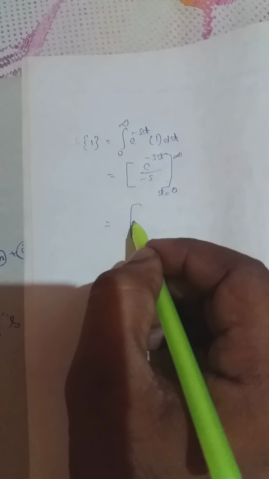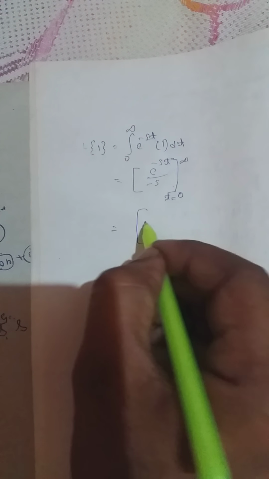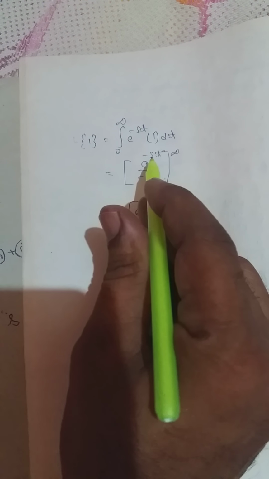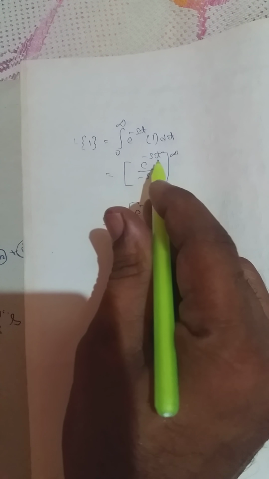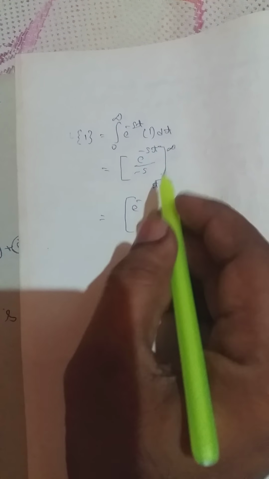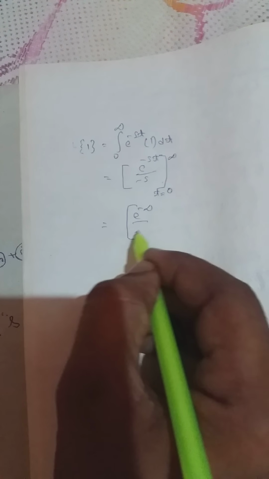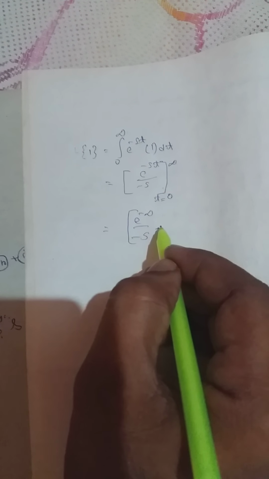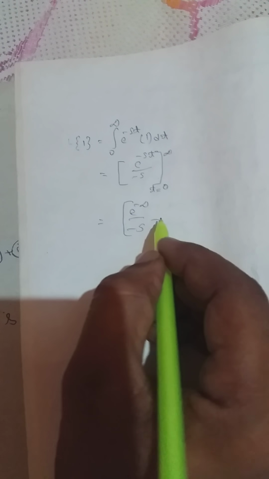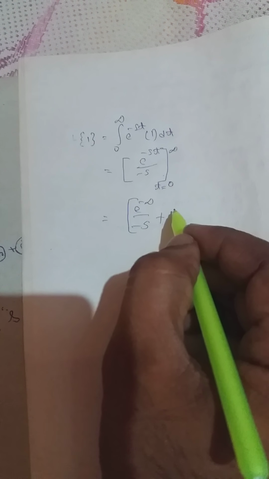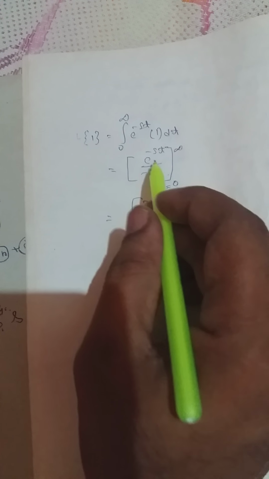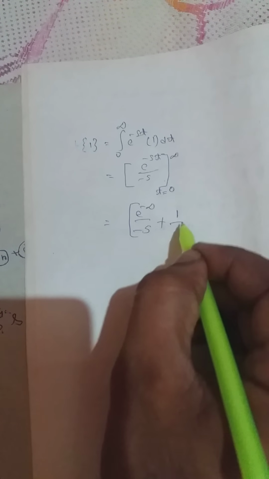Now apply the limits. First in the place of t, not s, e power minus s into infinity. s is a number which is real or complex, real number into infinity is infinity. Therefore we have e power minus infinity by minus s. Between the upper limit and lower limit you will have minus, and minus into minus gives plus. In the place of t put the lower limit 0: 0 into s is 0, e power 0 is 1, so 1 by s we have.